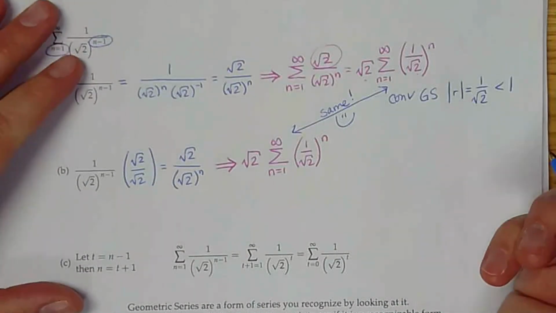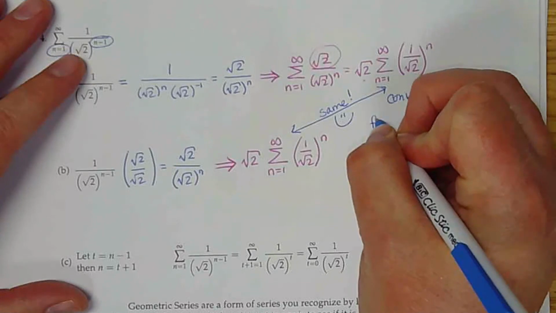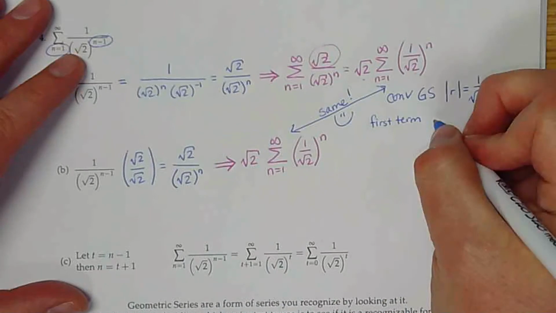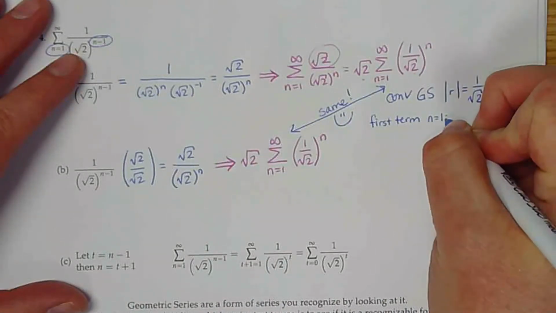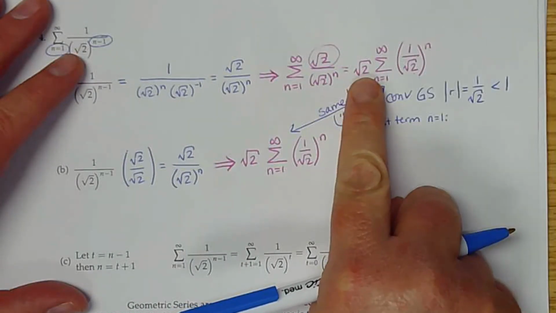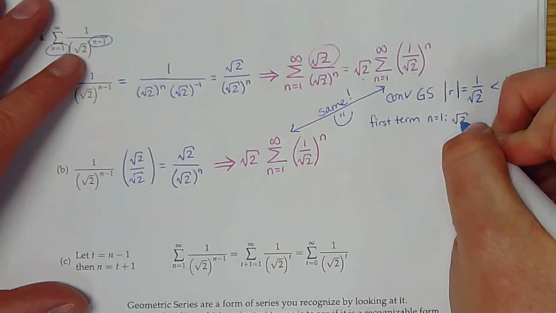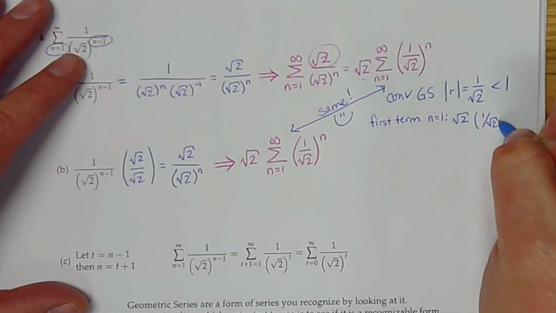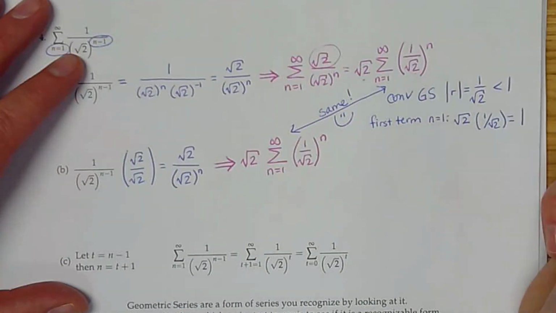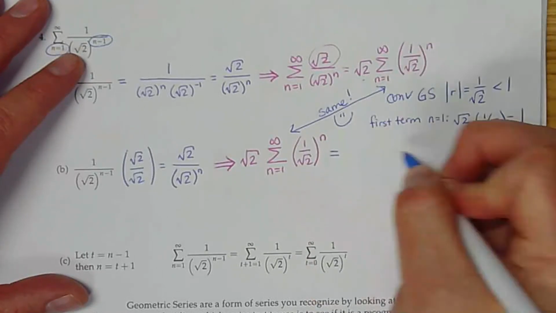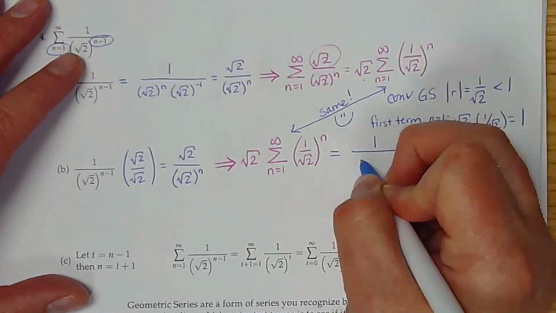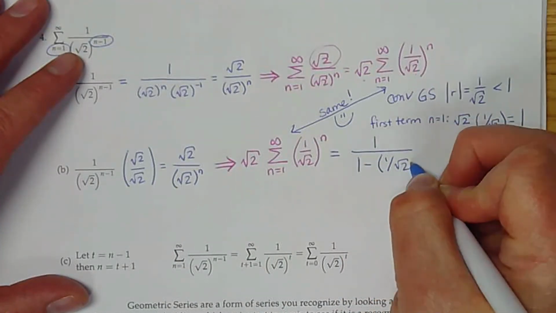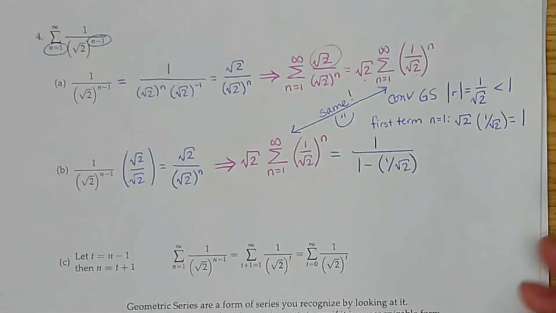To get what it converges to, I need to find my first term. My first term happens when little n is equal to 1. I always have this square root of 2 out in front, and when n is equal to 1, that's multiplied by 1 over the square root of 2, so that's equal to 1. That tells me this is going to converge to the first term, which is 1, over 1 minus r, so 1 minus 1 over the square root of 2. Alright, so that looks great.